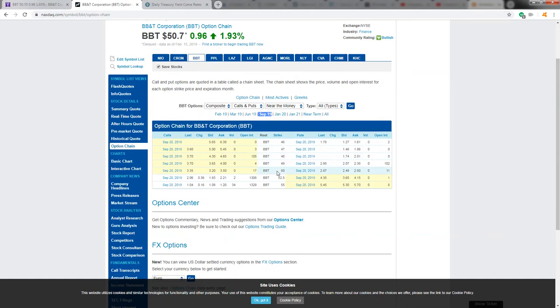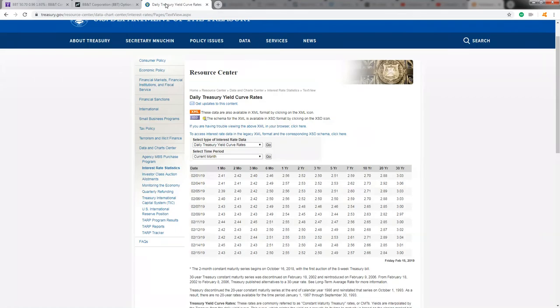Going to look at the pricing of the September call with a strike price of 50. We see that the bid and ask are 3.20 and 3.50, so the midpoint is 3.35, which is great because that was the last price actually in the marketplace. So we're going to look at the implied volatility and see how our pricing compares.